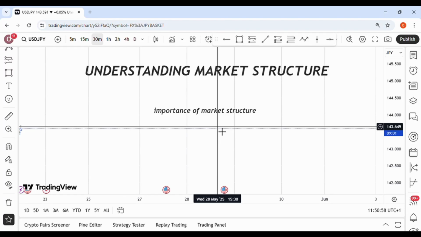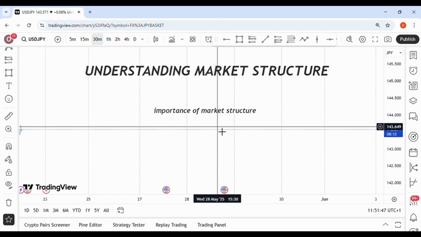Hello traders, in today's video I will be teaching you guys how to understand the market structure. So what are you going to learn? Firstly, you're going to learn the importance of understanding the market structure. What does market structure refer to? The breakdown of structure, the market structure shift, and the key points in identifying a market structure.